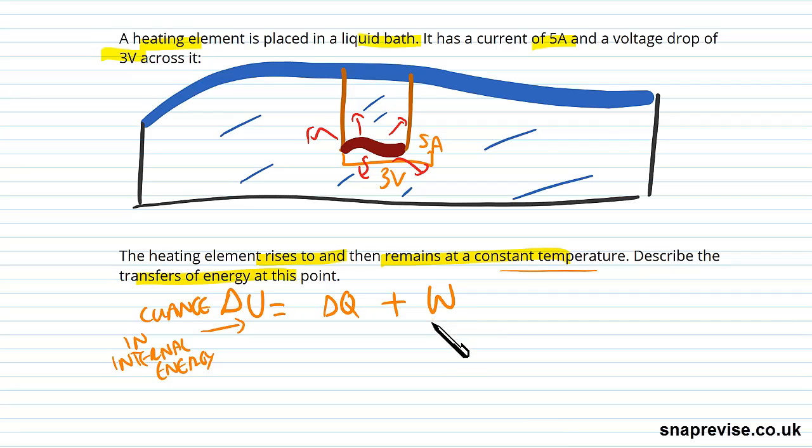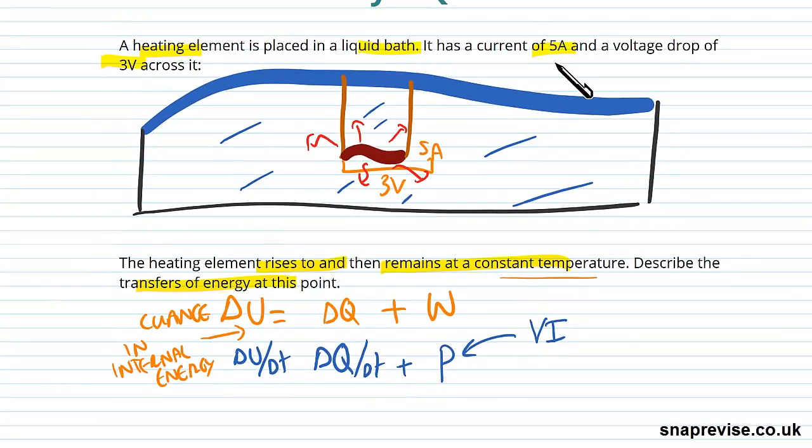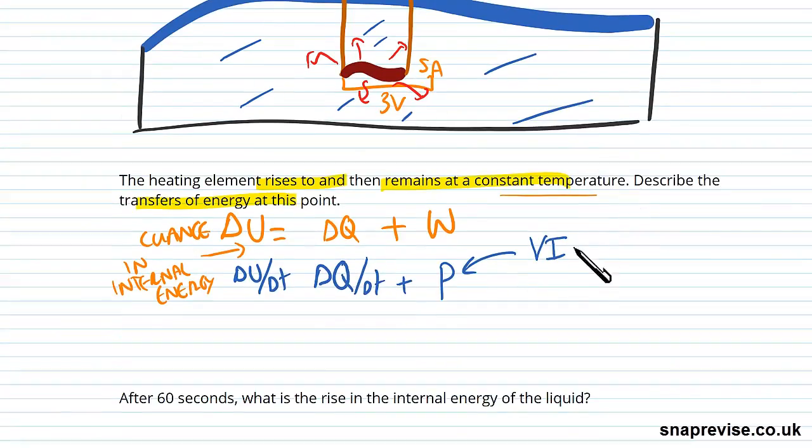So per second, that means that whatever the power is, so let's do that now. We'll think about it per second. The heat transferred per second, so Q over time, is just going to be the change in internal energy per second. And so our power is just VI, which is going to be 3 volts times 5 amps, which is 15 watts.